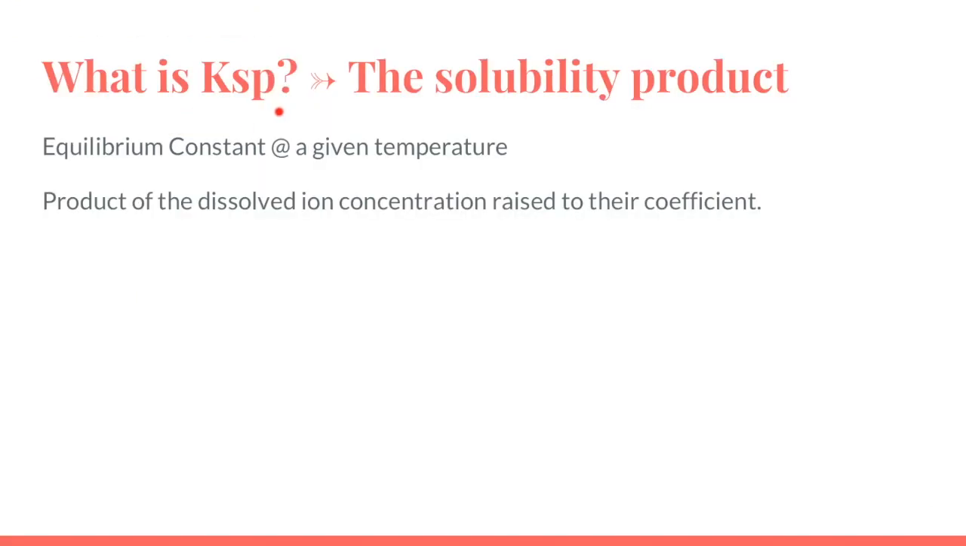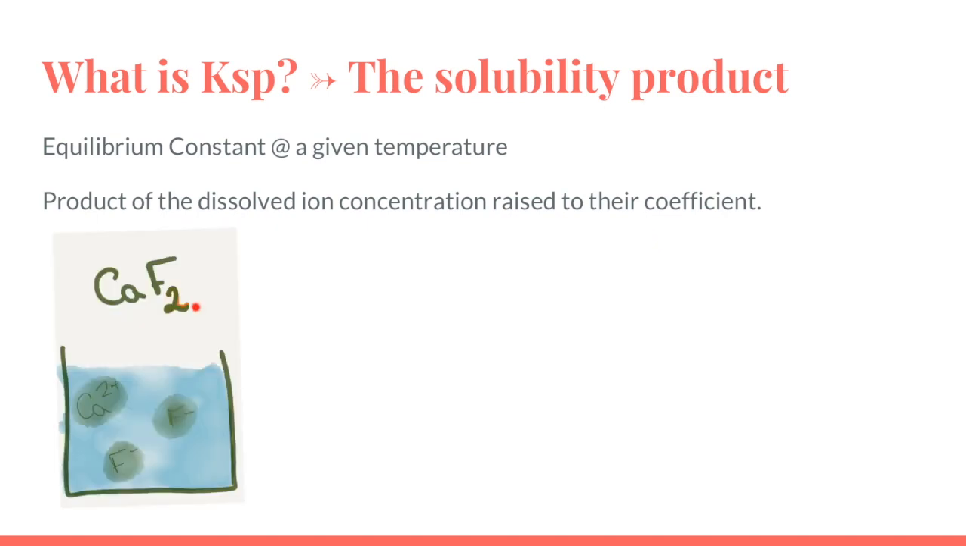Next, what is Ksp? Ksp is the solubility product. So Ksp is going to be the equilibrium for any sort of solubility situation at a given temperature, of course. So we describe the solubility product as the product of the dissolved ion concentration raised to their coefficient. I will show you that in more detail.